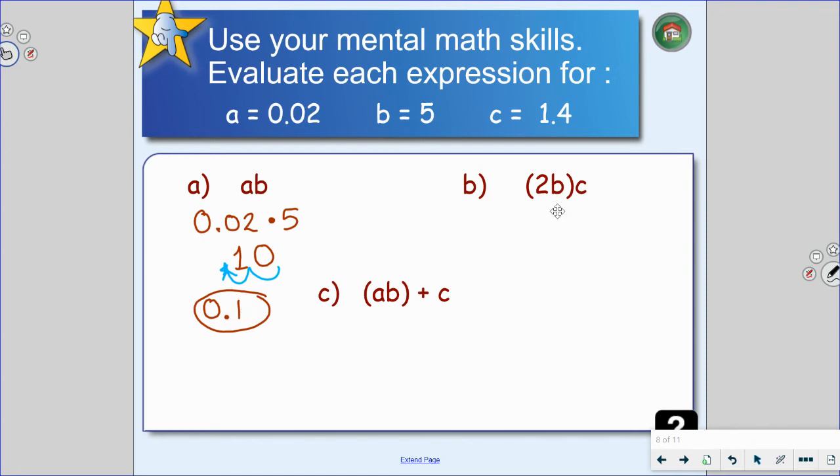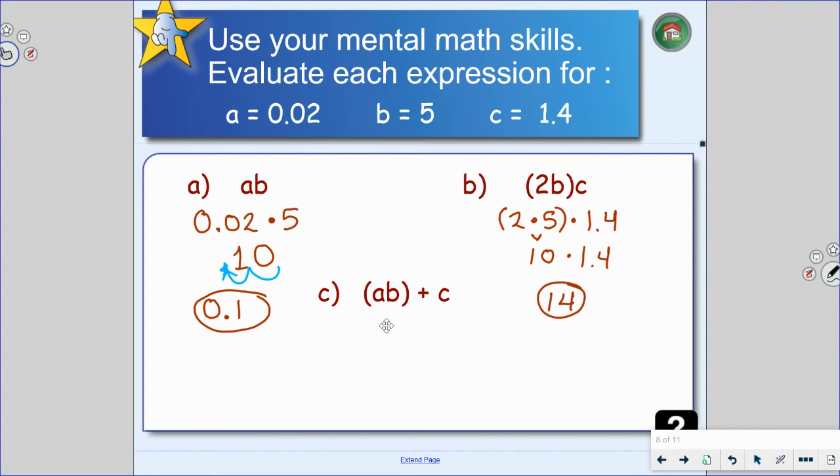Onward we go. 2 times B, which is 5, times C, which is 1 and 4 tenths. But grouping symbols means we take care of that first. 2 5s is 10. Now, ladies and gents, 10 14s is 140, but yes, there is one decimal place here. So instead of 140, we should be able to mentally say, all right, if 10 14s is 140, one decimal place, mentally, you're moving that over to become 14 wholes.